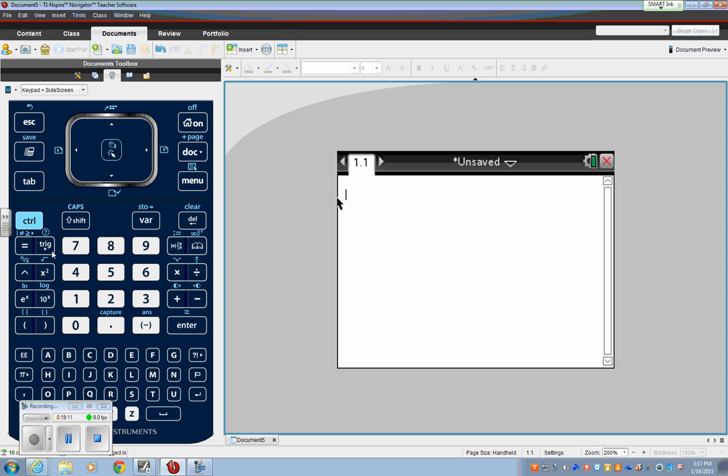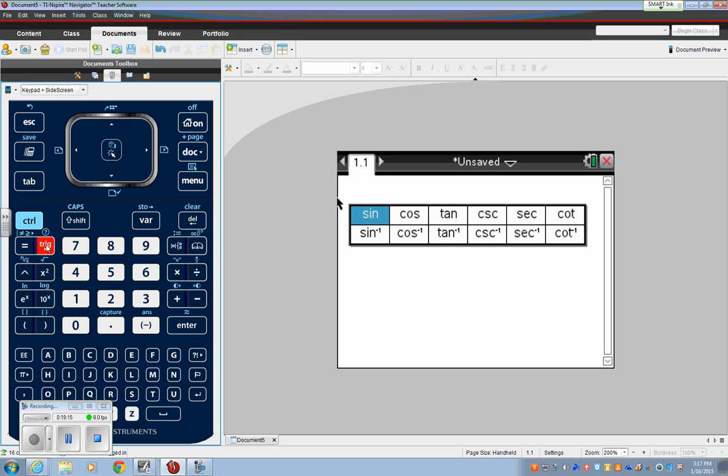It's probably your keypad's not pushed all the way in. Yeah, only using the first 3. Okay, so underneath control, there's a button that says trig.